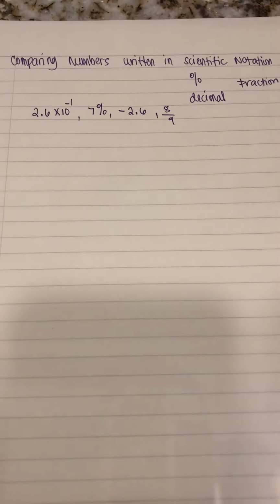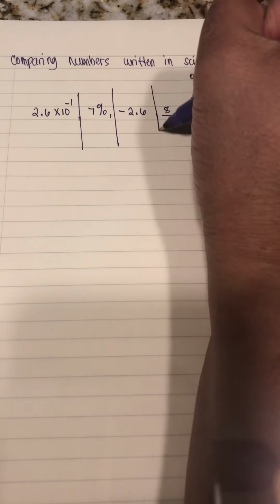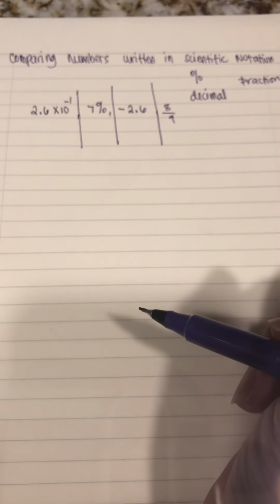Okay, so what I'd like my students to do, or whichever is easier for you, is to convert all of these numbers in the same notation. So my favorite thing is to change them all into decimals. Or if you like, change them all into percent. It's up to your comfort level, but it has to be all in the same notation. So then it becomes easier to compare them.